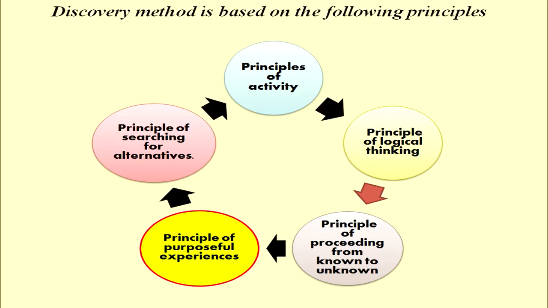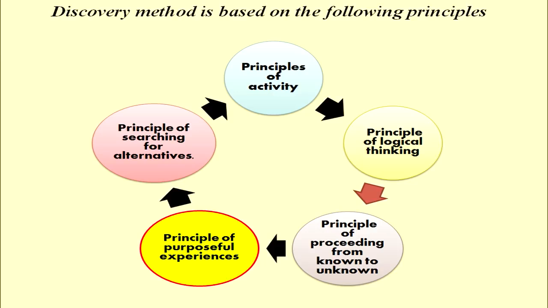First is the principle of activity, the principle of logical reasoning, the principle of proceeding from known to unknown, and the principle of searching for alternatives. Principle of activity means that to do something new, to discover something, the student has to be active physically as well as mentally. Only then is this the base of any discovery learning. Principle of logical thinking means learning is always in a particular line of direction. Learning cannot happen haphazardly. The thinking should be rational to reach some goal.